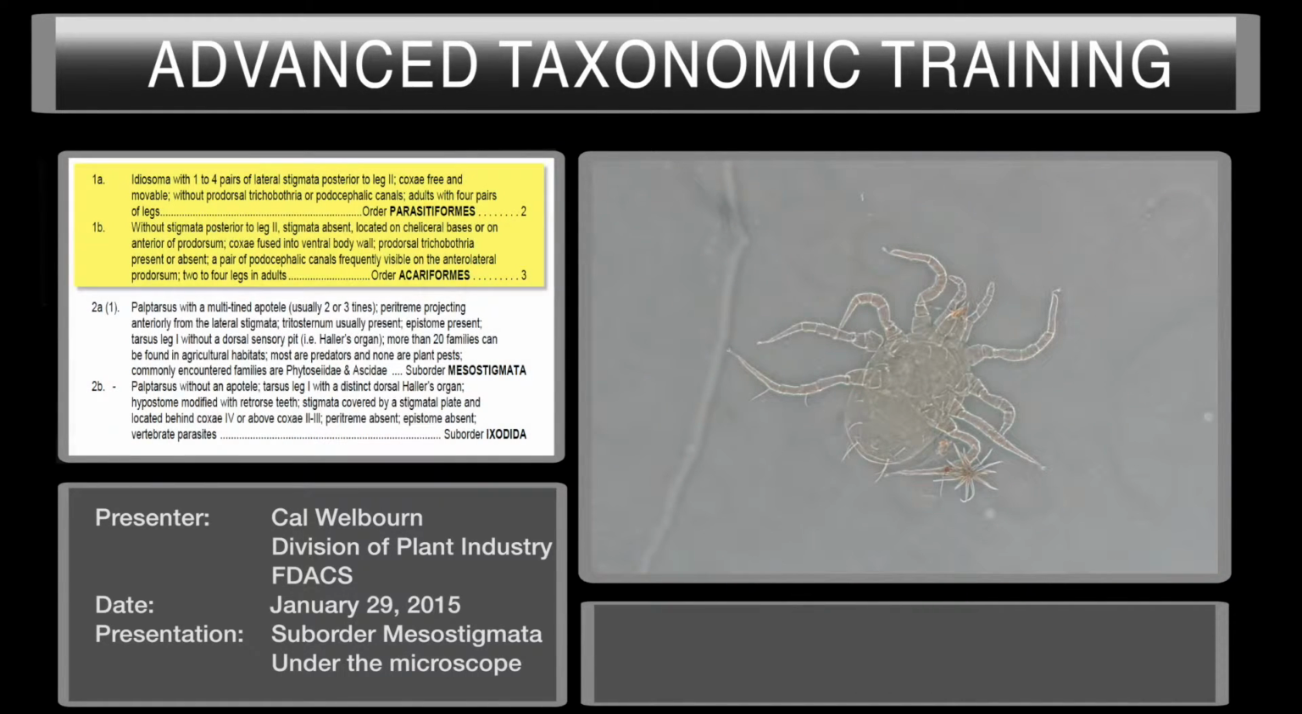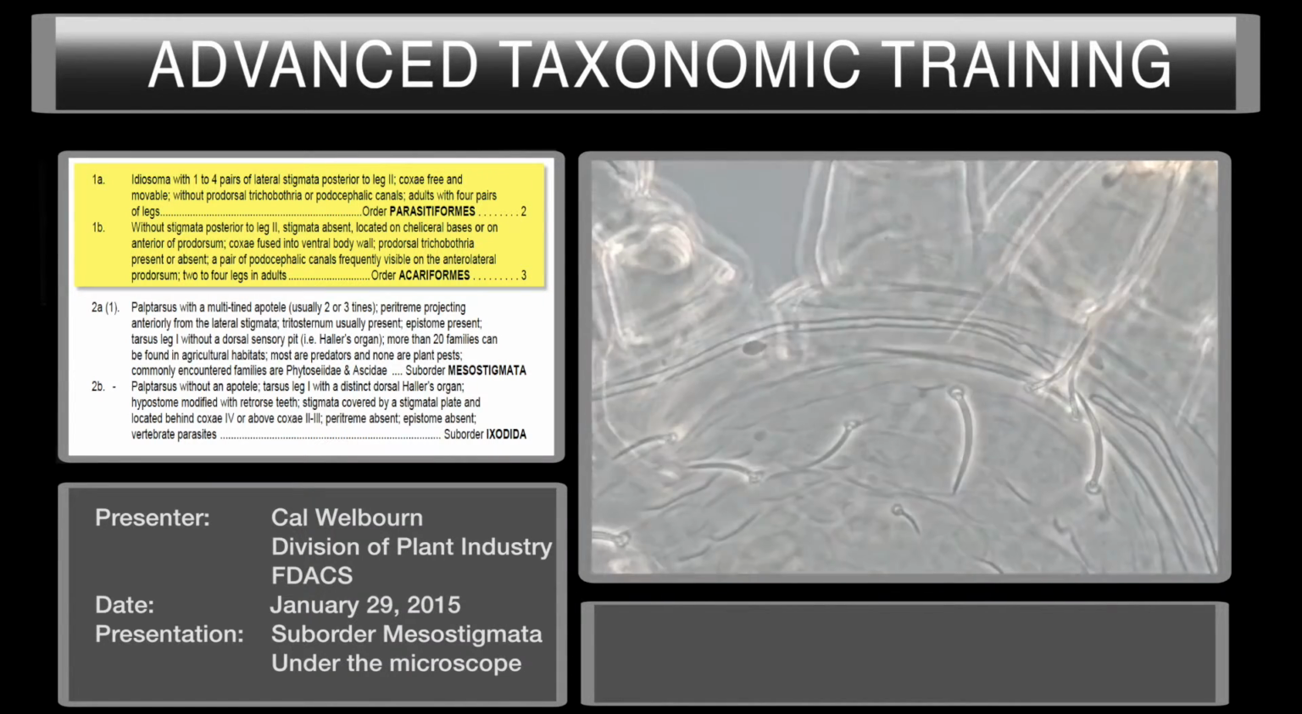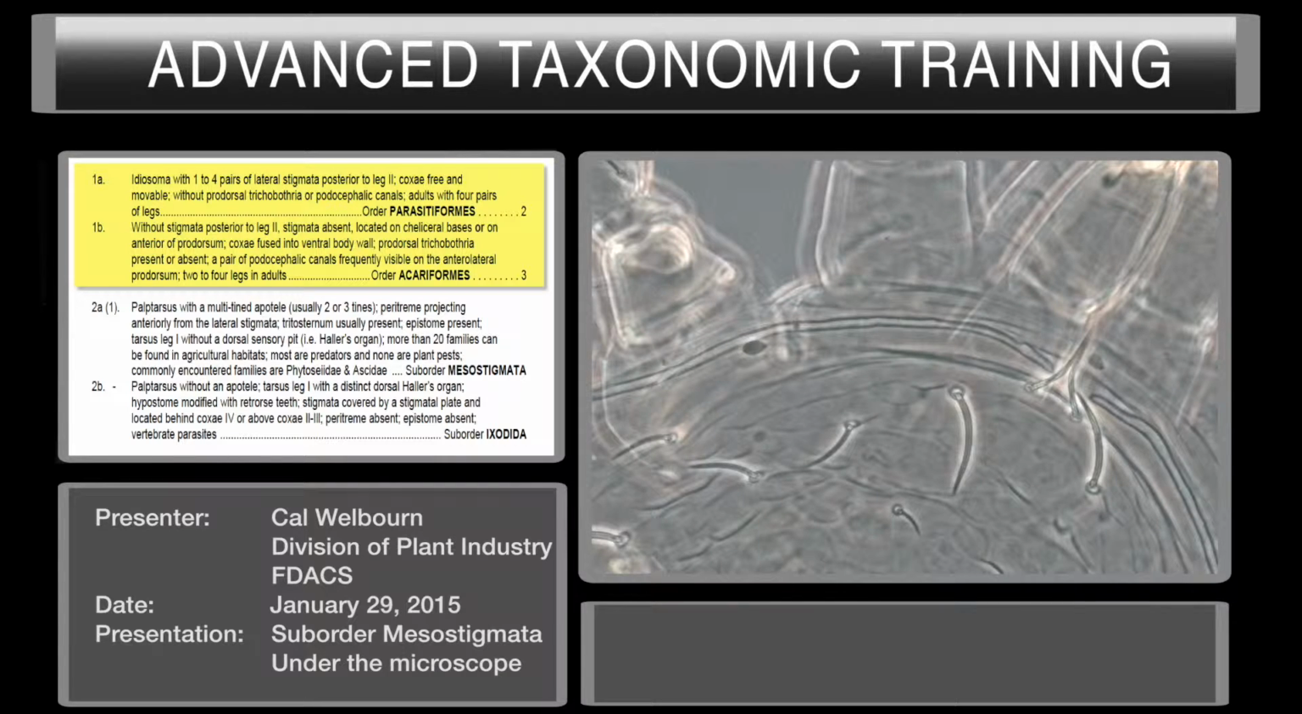We're going to look at Typhlodromalis. We can see 4 pairs of legs. We'll move to higher magnification. You can see the 4 pairs of legs also at this view. There's leg 1, 2, 3, 4. Now we're going to go to 40x.